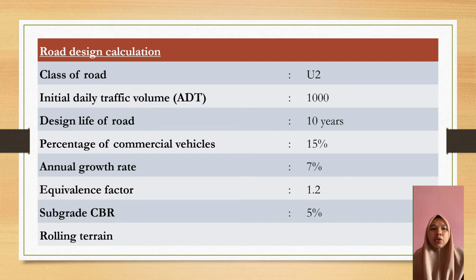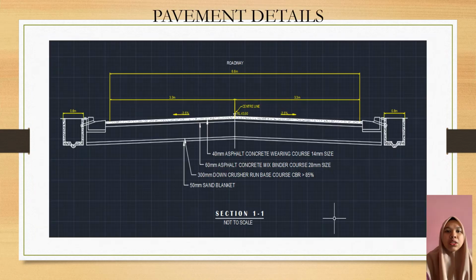For road design calculation, the class of road used is U2, initial daily traffic volume ADT 1000, design life of road is 10 years, percentage of commercial vehicles 50%, annual growth rate 7%, equivalent factor 1.2, subgrade CBR 5%, and rolling terrain. This is the pavement detail of the road.